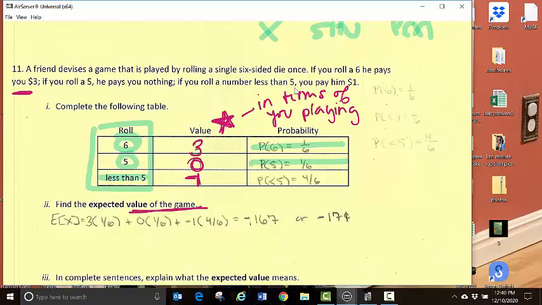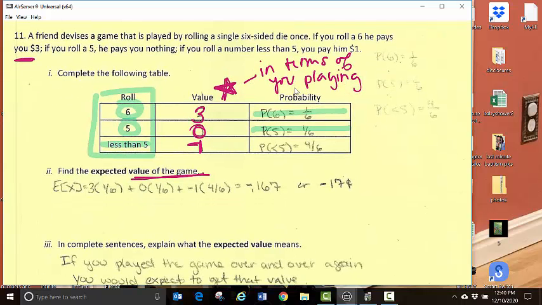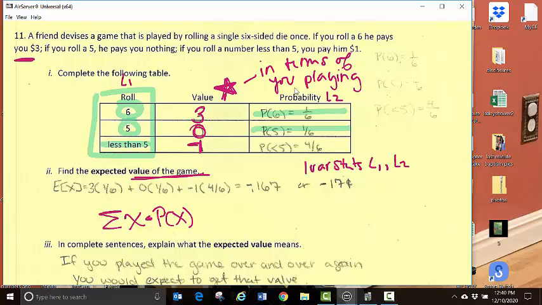Now we want the expected value. The formula for that is the sum of every value times the chance of it happening. Again, you could put this in list 1 and this in list 2 and do 1-Var Stats, list 1, list 2, and that would do it for you.